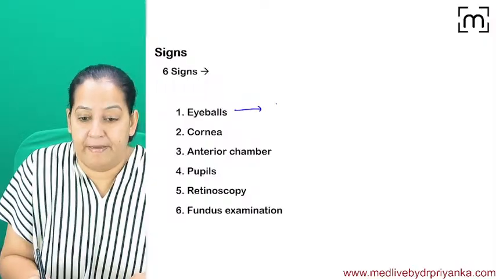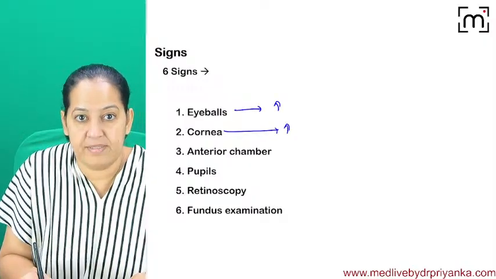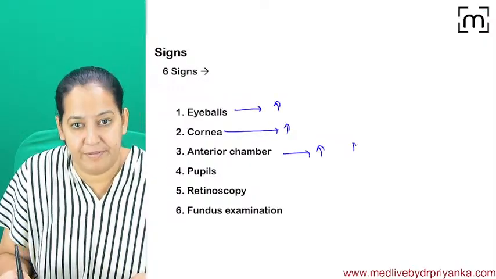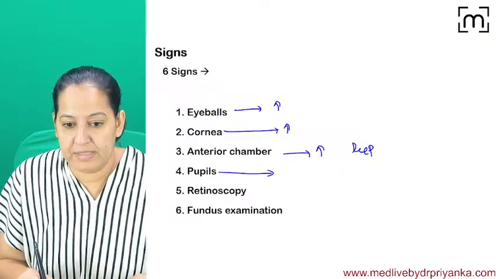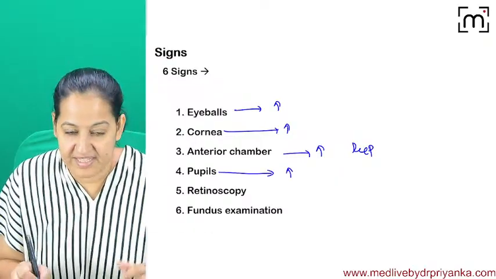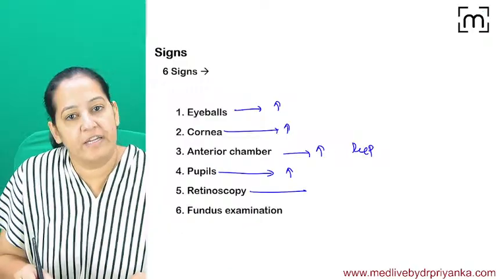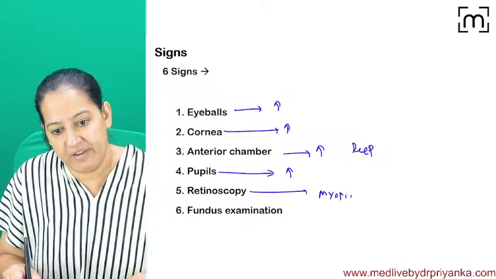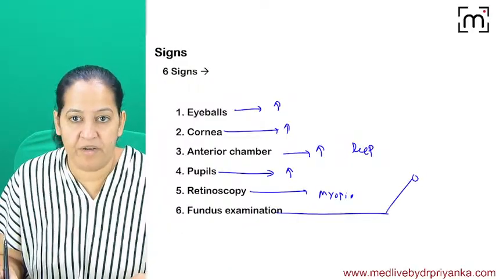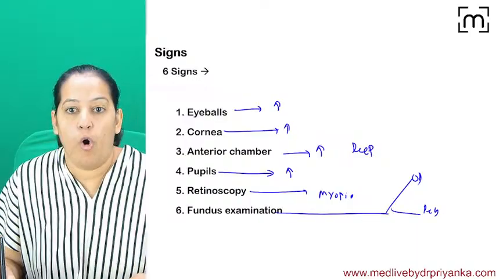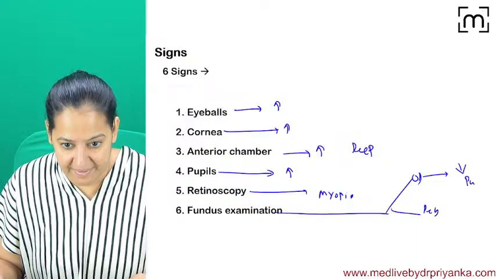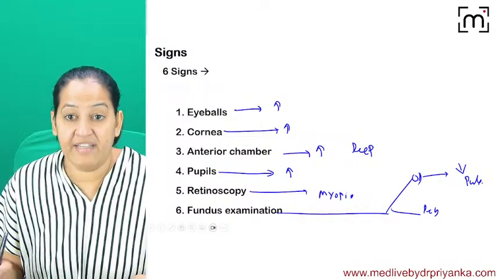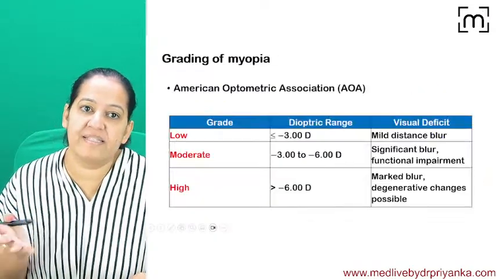The eyeball is increased in size. Cornea increased in size. Anterior chamber becomes deep. There it was becoming shallow; here it is deep. Pupils here become increased in size and less reactive to light. On retinoscopy, we get myopia. On fundus examination, you get optic disc and degenerative changes. The optic disc becomes small in size and pale, and there is a temporal crescent. You have to learn these catchy words.